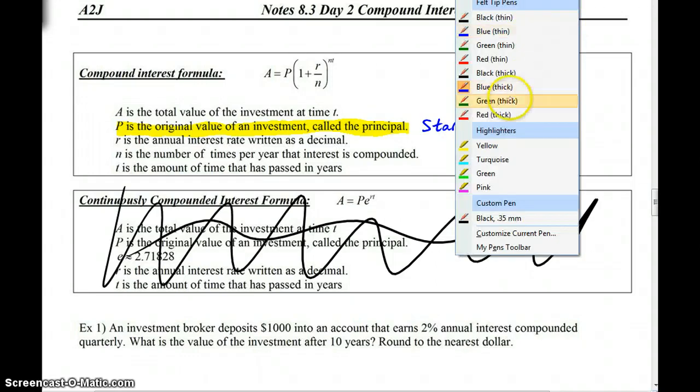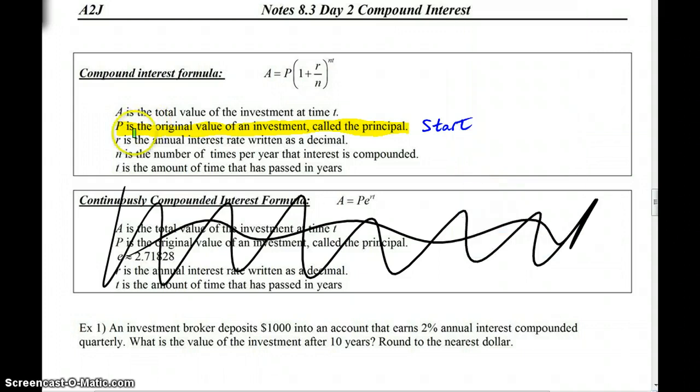Just as we saw yesterday with interest rates, which is going to be given to us as a percent, when we had a percent on day 1 of 8.3, we'd always change that to a decimal. R is your annual interest rate. We're going to have to do that as well. Change it to a decimal. N is the number of times per year that interest is compounded.